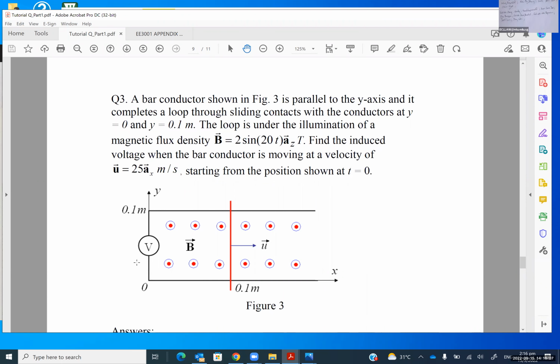Okay, so we come to question 3. Solve question 3. First of all, your magnetic flux density is given as time varying according to a sinusoidal wave, so it's 2 sine 20t. So this is your omega. Omega equals 2 pi f, right? Which value is 20. So from there you can find the frequency. Its direction is positive az.